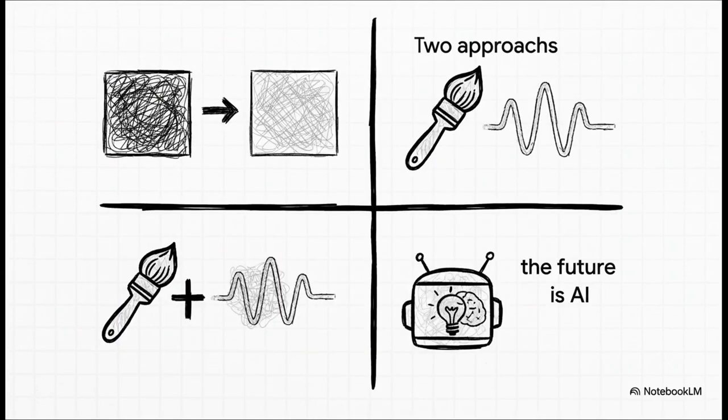So, to pull this all together, what are the big takeaways here? First, image enhancement is all about improving the quality of what we can see. Second, we've got two main ways to do it: the direct, hands-on spatial domain and the more abstract, frequency-based transform domain. Third, mixing these methods together is usually the most powerful way to go. And finally, AI is completely revolutionizing the whole field.